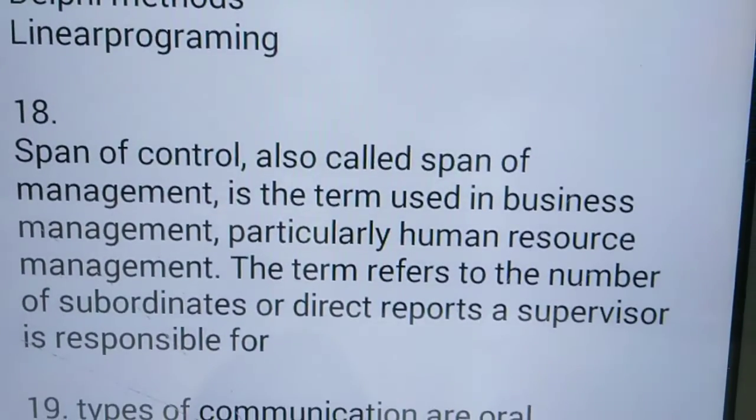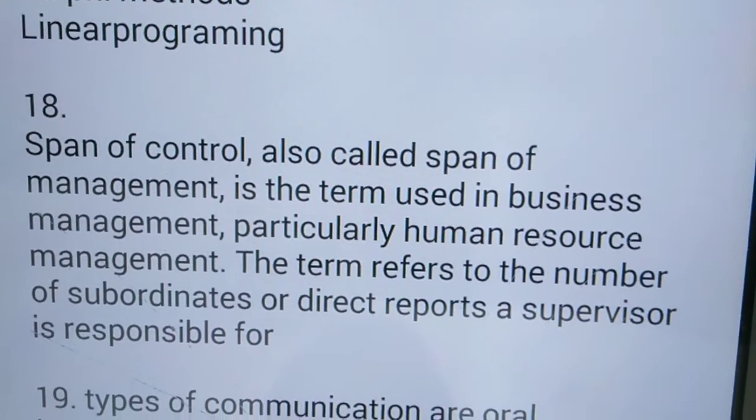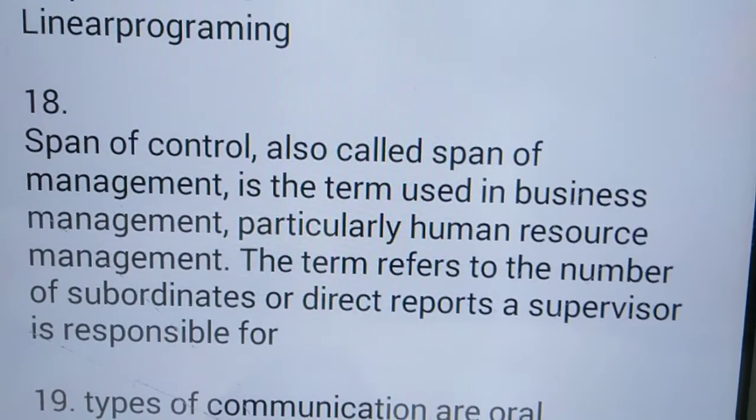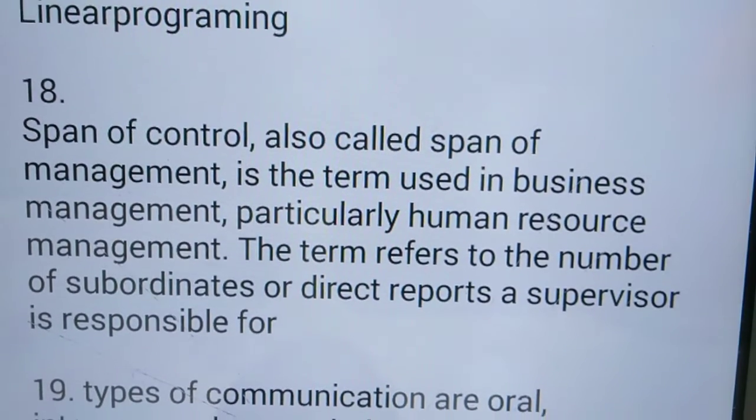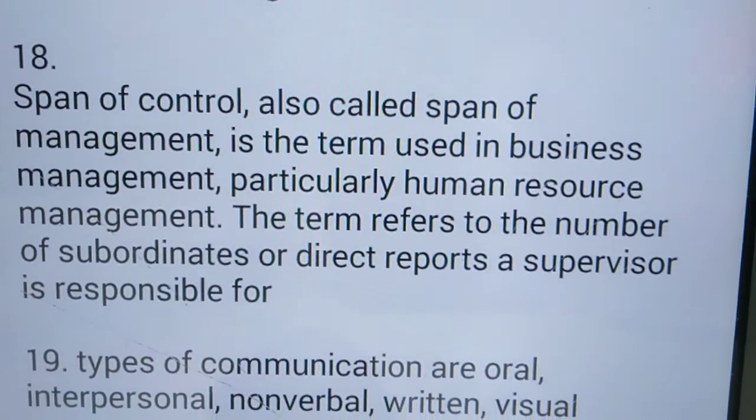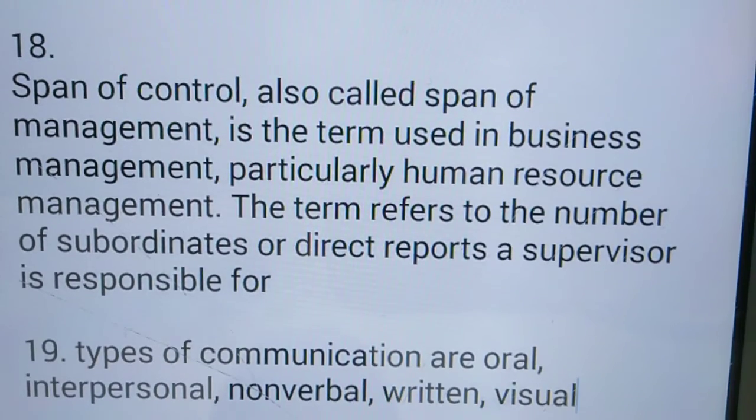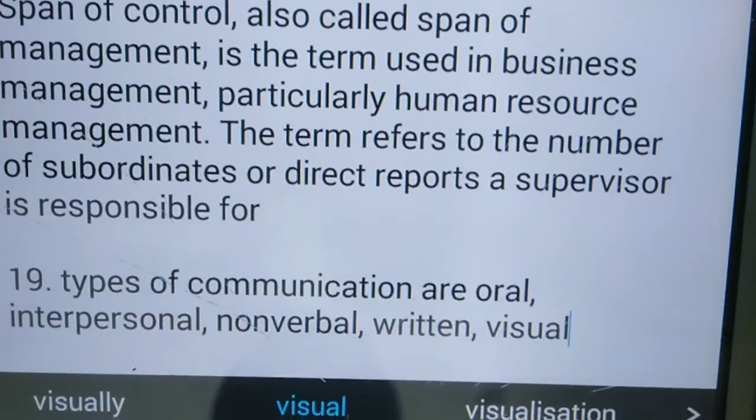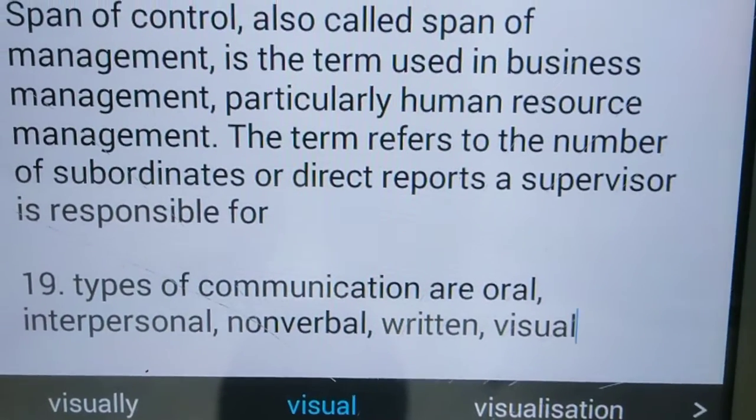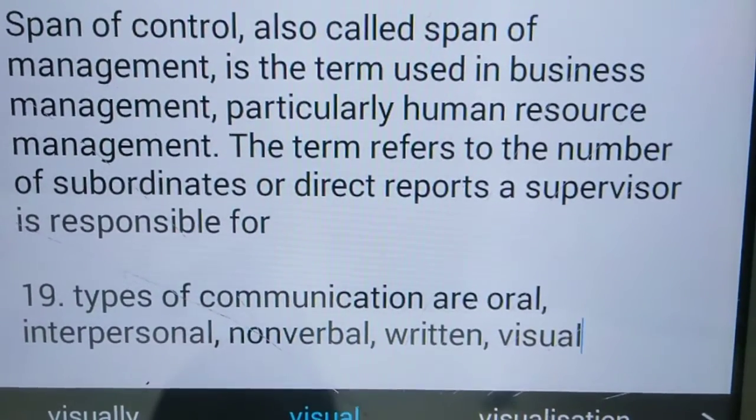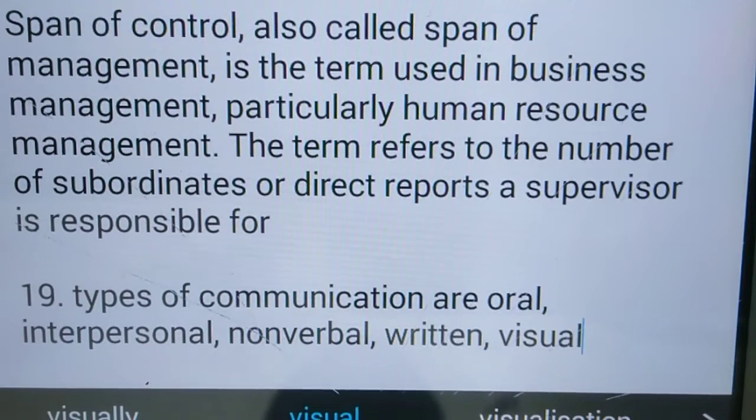Span of control, also called span of management, is a term used in business management, particularly human resource management. The term refers to the number of subordinates or direct reports a supervisor is responsible for.